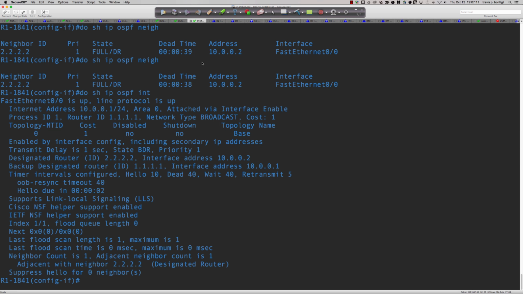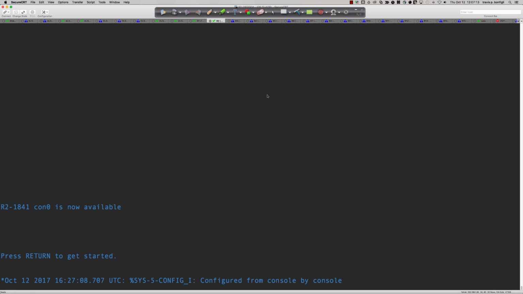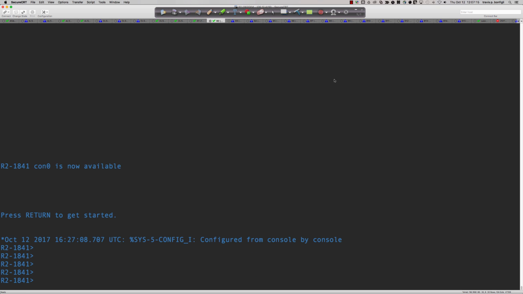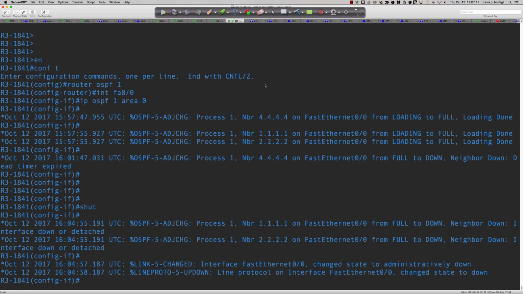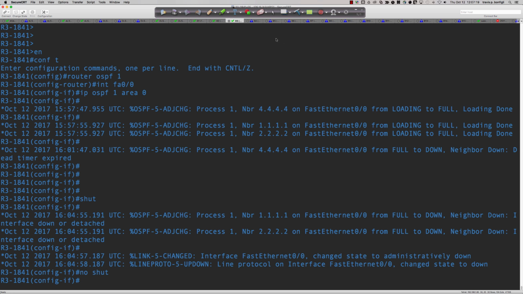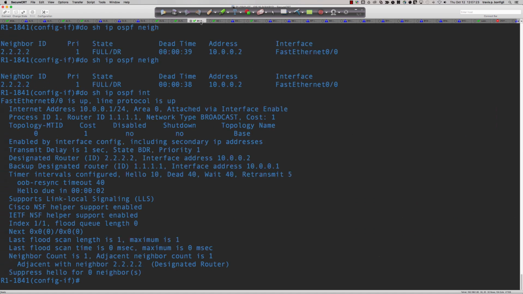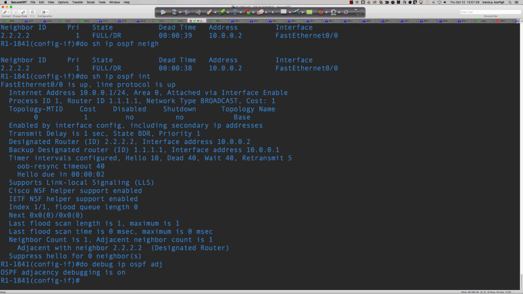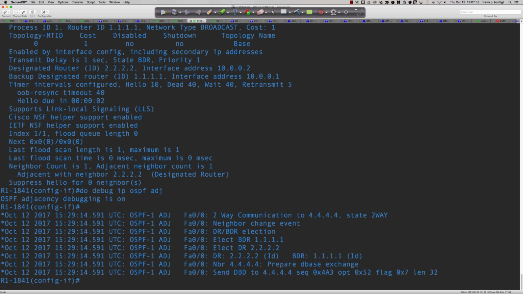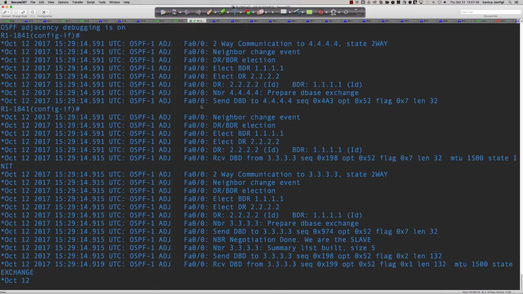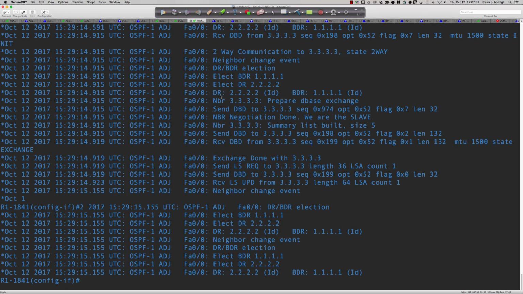If I transition back here and let's go to router 2. Not router 2, I'm sorry, router 3. So we go to router 3 and I say no shut. And I'm going to go to router 4 and we're going to say no shut. And if I quickly do debug IP OSPF adjacency, we may or may not see anything, and that's okay. And so we do, but take a look at what we're seeing.